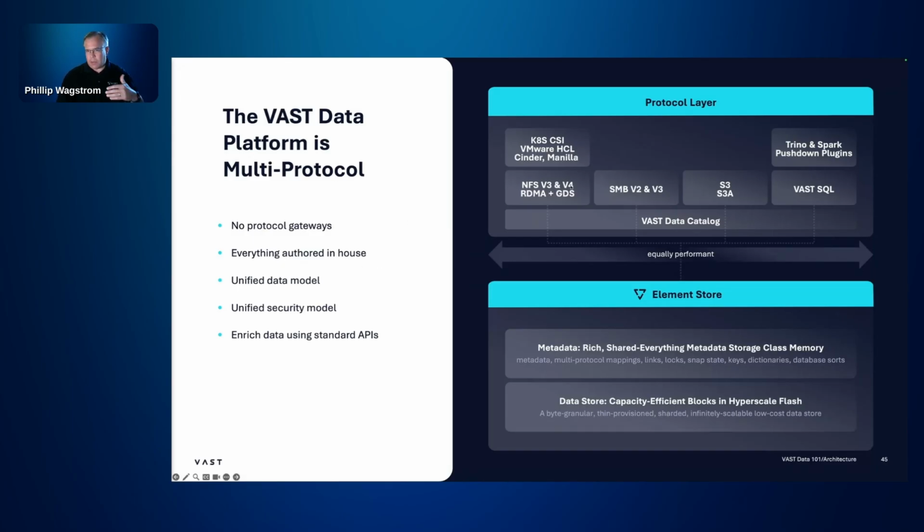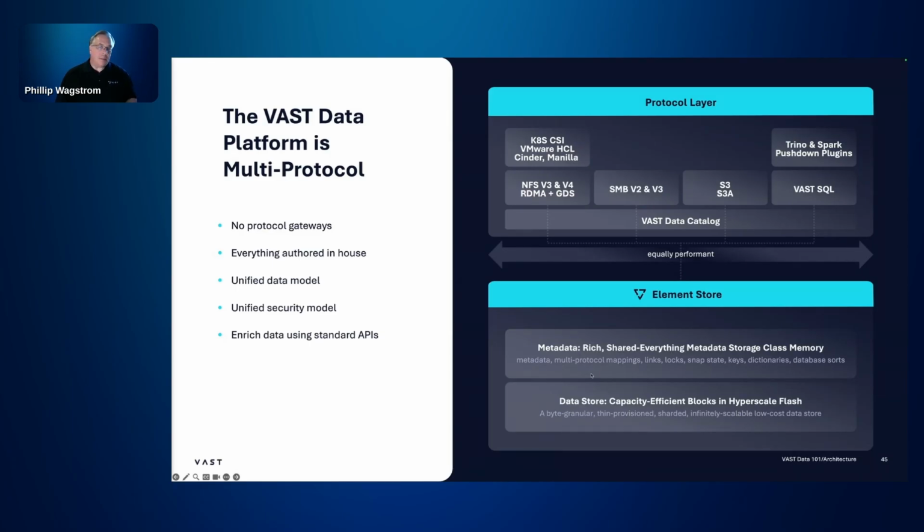But here we've got our protocol layer. These are all first-class citizens. They're all equally performant. There's no inherent limitation, at least internally. There are obviously protocol differences between how NFSv3 and v4 work and things there. But from a VAST perspective, they're going to be equally performant.